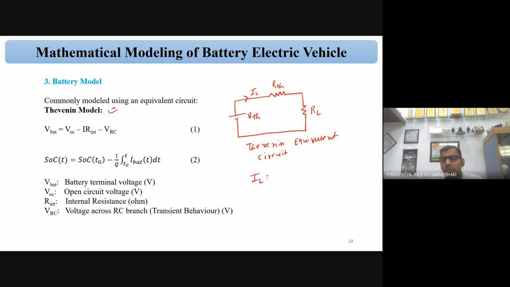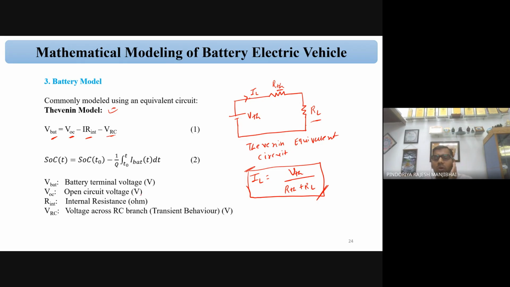IL equals, by simple Ohm's law, VTH divided by RTH plus RL, because RL and RTH are both connected in series, correct? So IL equals VTH divided by RTH plus RL. As per the Thevenin model, battery voltage equals open circuit voltage minus I into R internal resistance minus VRC.